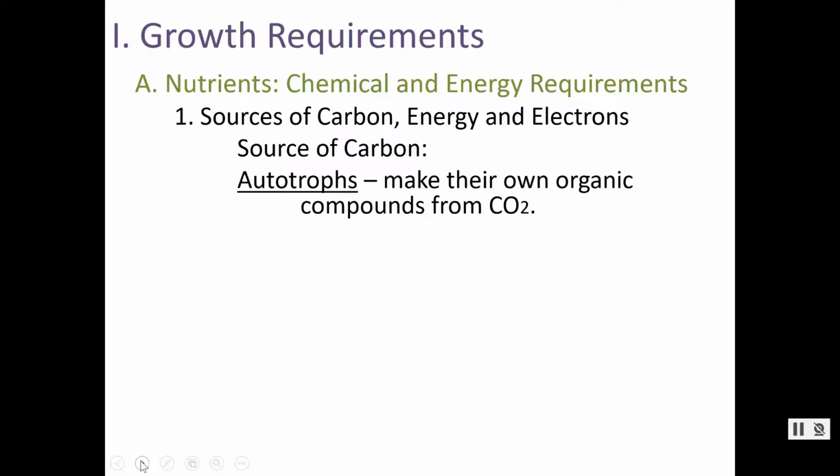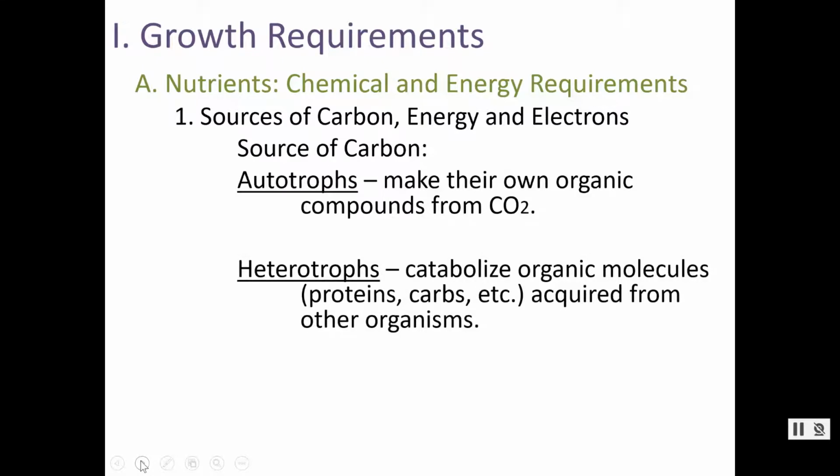Well, we know what we do. We are heterotrophs. Hetero means other, and we get our carbon from others. We get our carbon by catabolizing organic molecules from other organisms. We have to eat that banana, break it down into glucose in order to get carbon to build other things. So we are classified as heterotrophs.